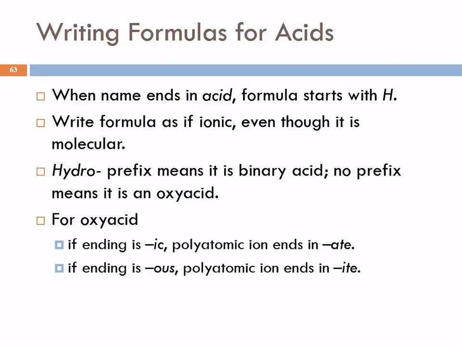So this is kind of review. When the name ends in acid, it's an acid, and that means that the formula starts with H. You write the formula as if it were ionic, even though it's actually molecular. The hydro prefix means it's a binary acid. If there's no prefix, that tells us it's an oxyacid. For oxyacids, the ic and ate endings go together, and the ous and the ite endings go together. Any questions?